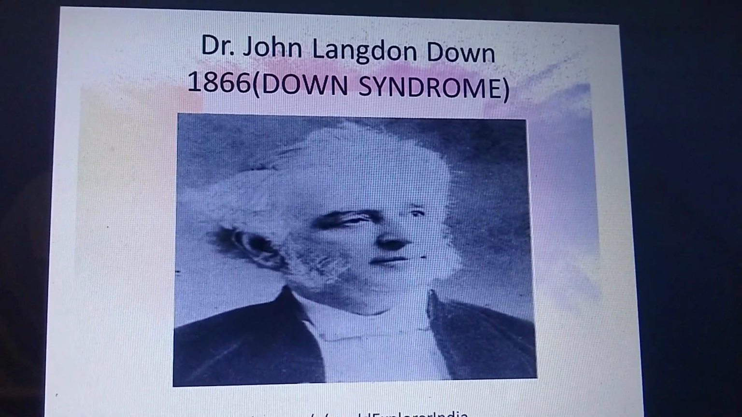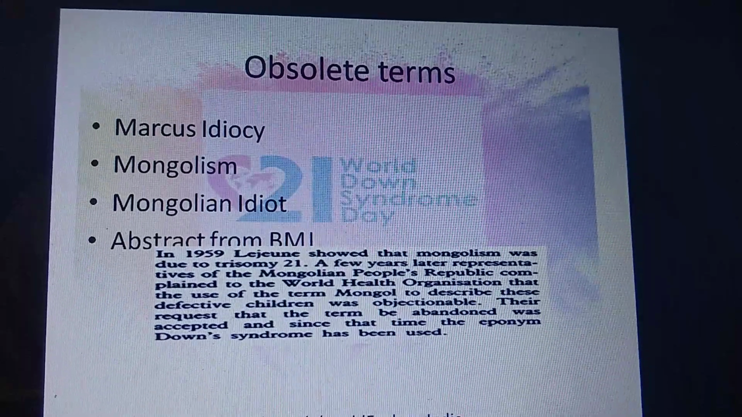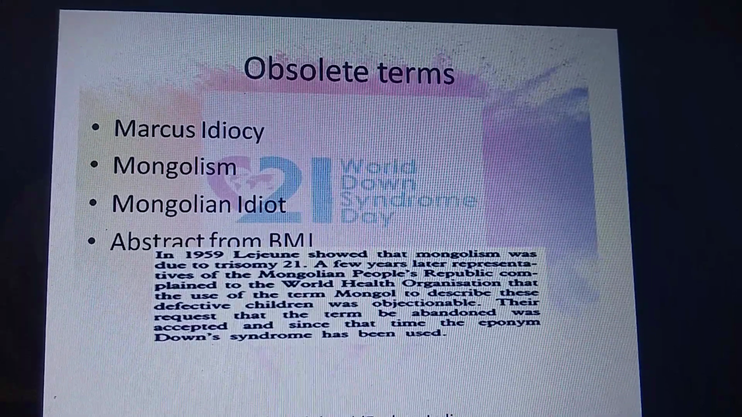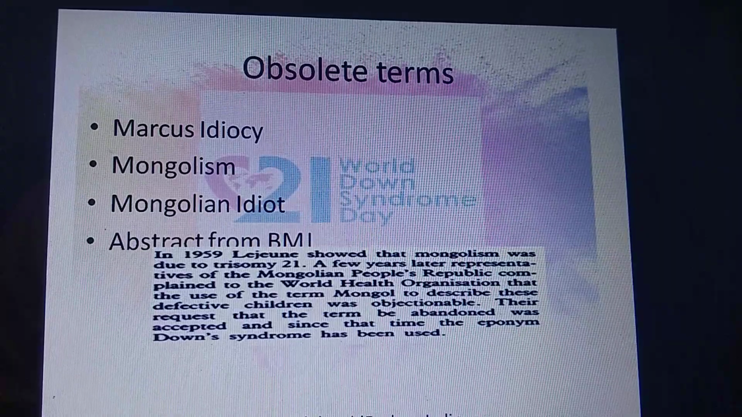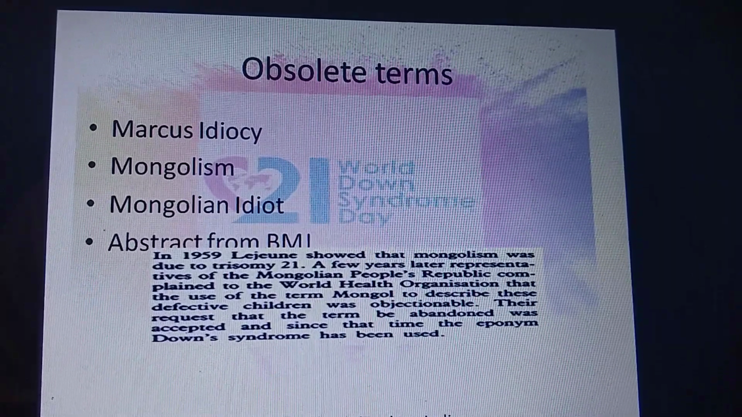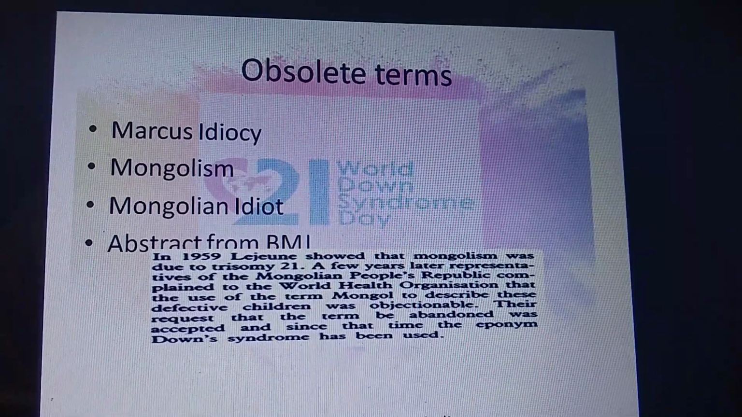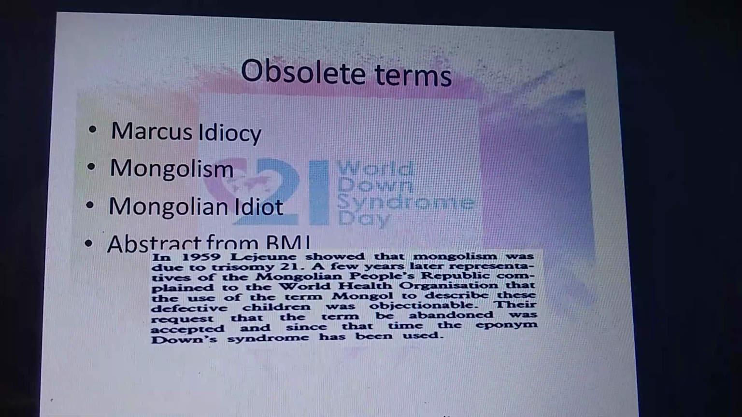Dr. John Langdon first described Down syndrome in 1866. Earlier it was called Mongolism, Mongolian idiot, etc. But in 1959, because of the representations by Mongolian people to the WHO, these terms were abandoned and then it was called Down syndrome.